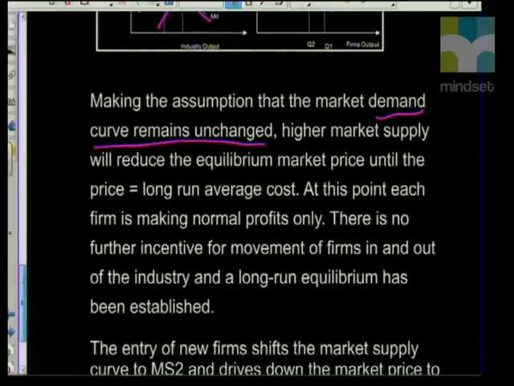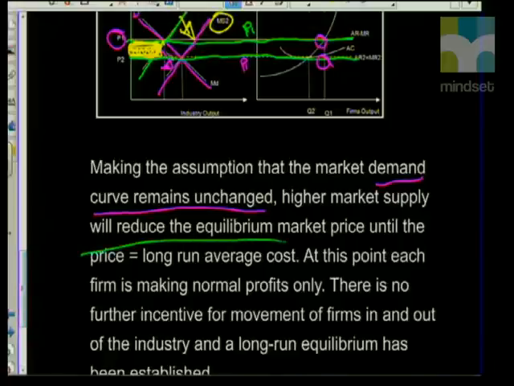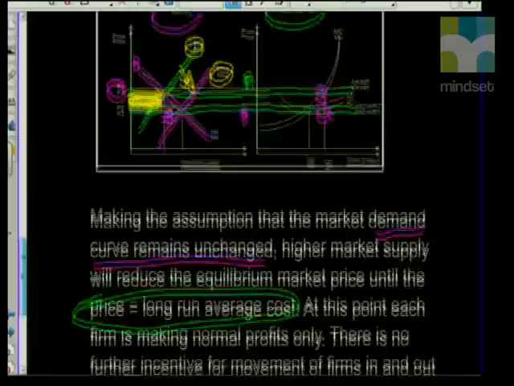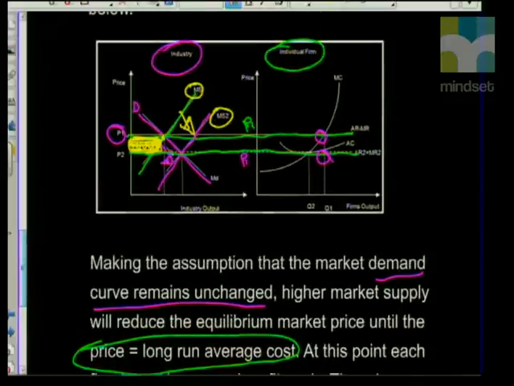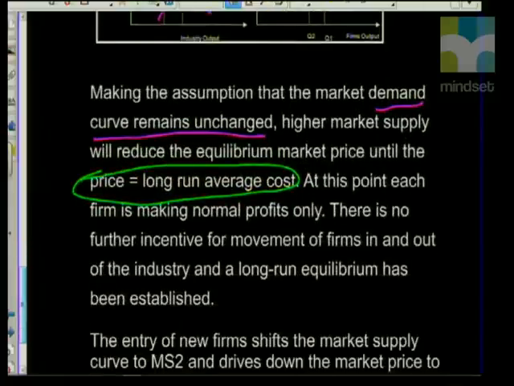As a result of the higher market supply, it will reduce the equilibrium market price until the price equals the long run average cost. If I go back to the graph, I can show you the average cost is indicated in this area. So the price would drop to this point, where the price is equal to the long run average cost. At this point, each firm is making normal profit only. Now, normal profit is what is necessary to keep businesses operating in a specific market. If they don't make normal profit, they would not be willing to make available the product.